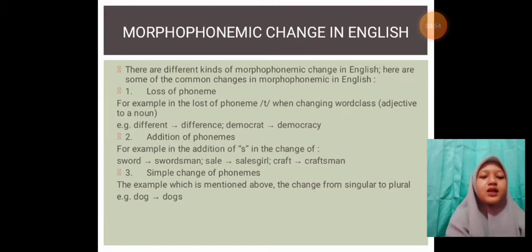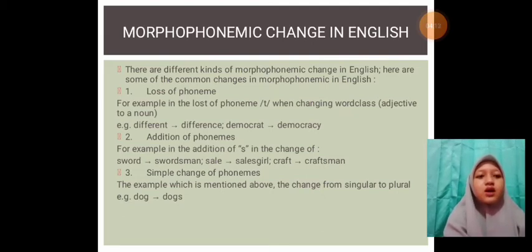The second, addition of phonemes. For example, the addition of s and the change of sword becomes swordsman, sale becomes salesgirl, craft becomes craftsman. And the third, simple change of phonemes. For example, the change from singular to plural, as mentioned above. For example, dog becomes dogs.